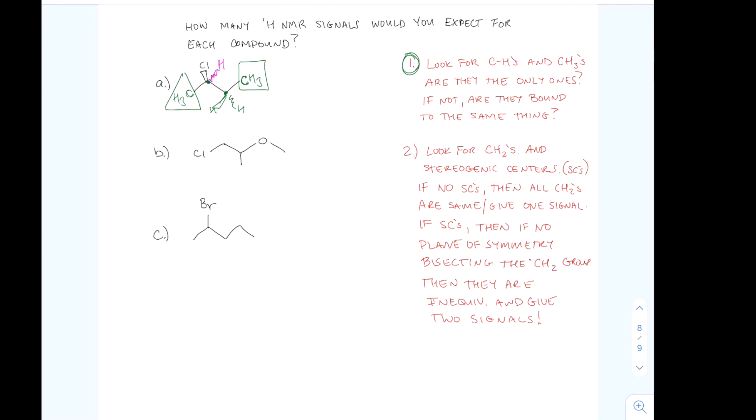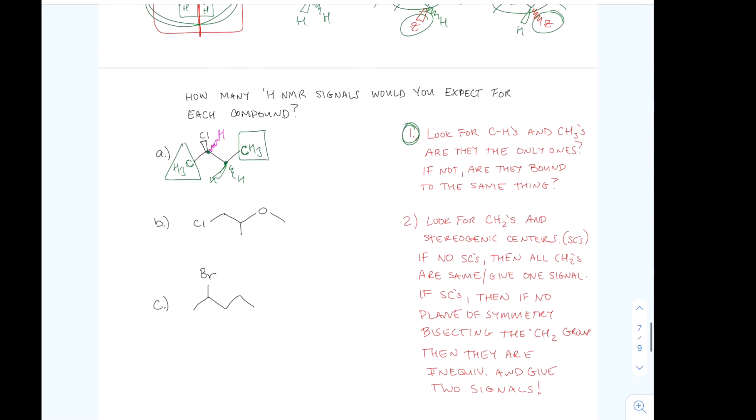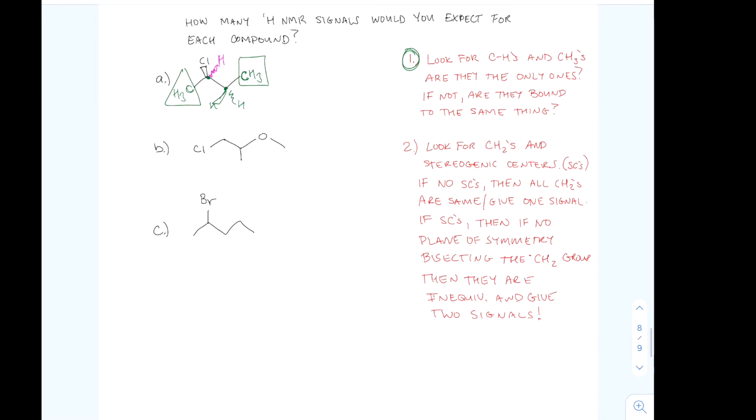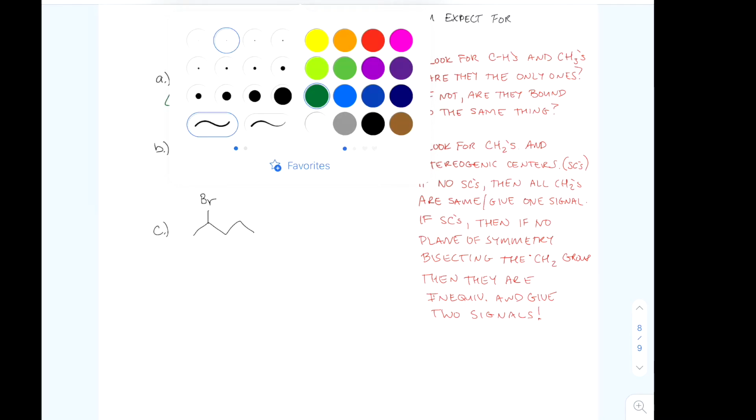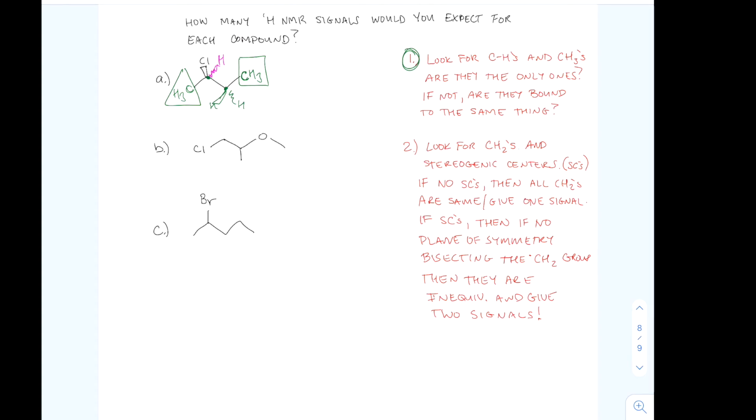Okay, so remember, the only time we can have different hydrogens that are bound to the same carbon is when we have diastereotopic protons, and that's when we have a chiral center existing already. And that brings us to the last step in identifying if the proton signals are equivalent, or how many we have. So now what I do is I look for CH2s, okay, found it, and also I look for stereogenic centers. So again, stereogenic centers are the sp3 carbons with 4 different groups on it.